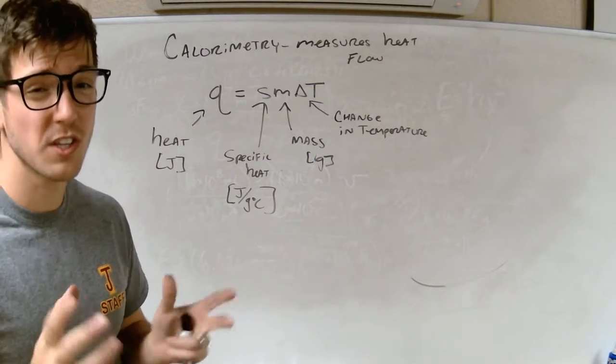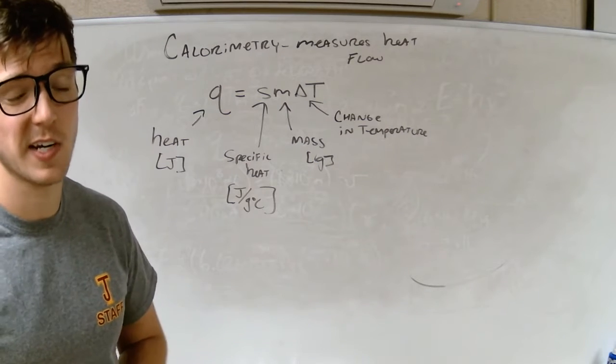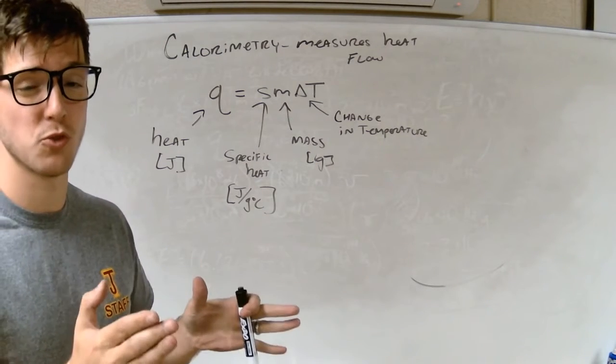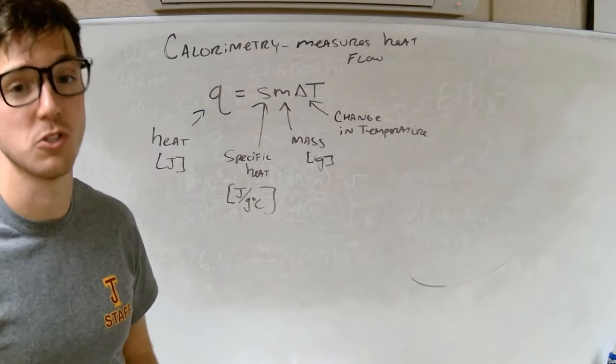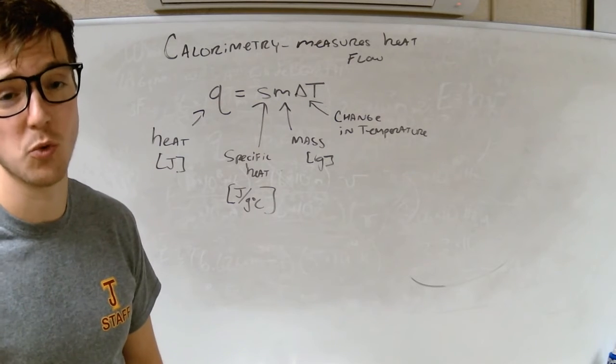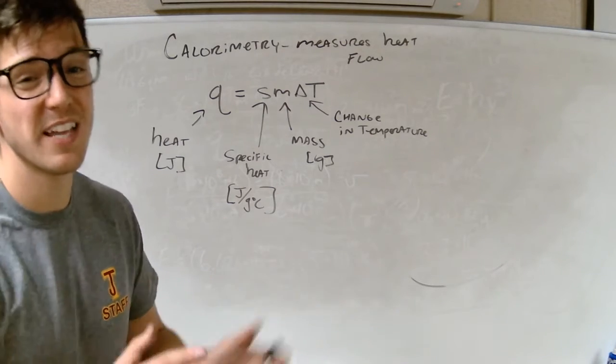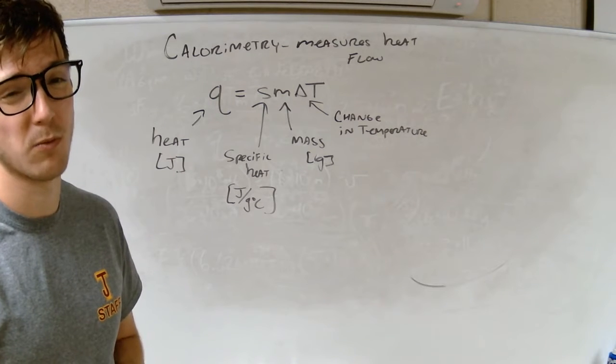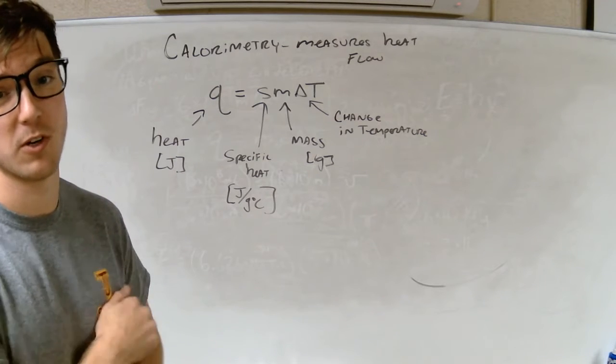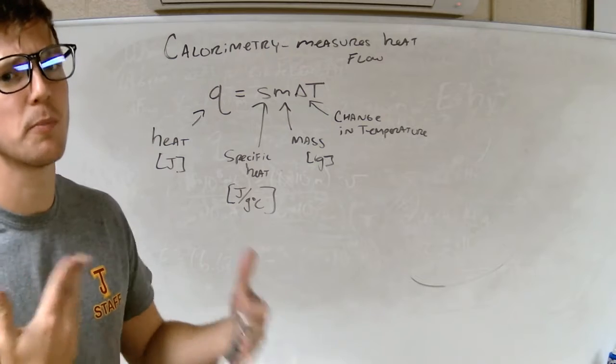So the lower the specific heat, the easier it is to heat up, right? With that 1 joule per gram degree Celsius, it only takes 1 joule. But if I said 10 joules per gram degree Celsius, you'd have to put in 10 joules of energy to just raise 1 gram of substance by 1 degree Celsius. Okay, so be aware of that.